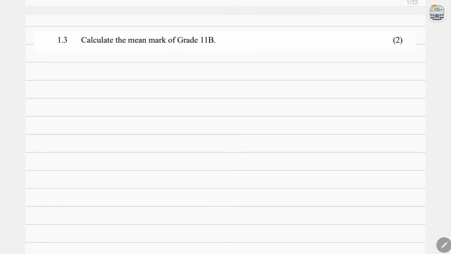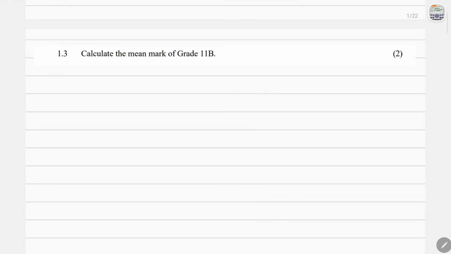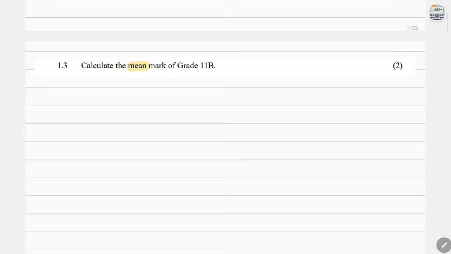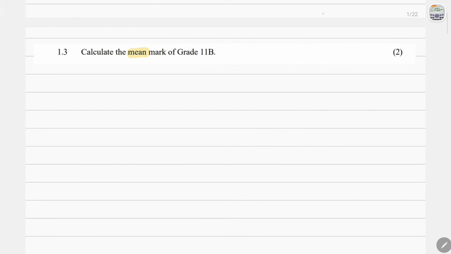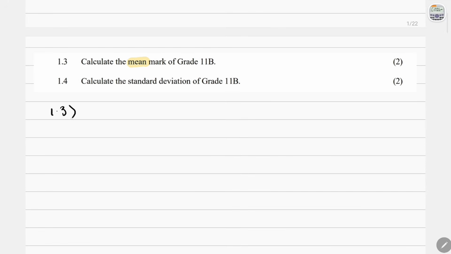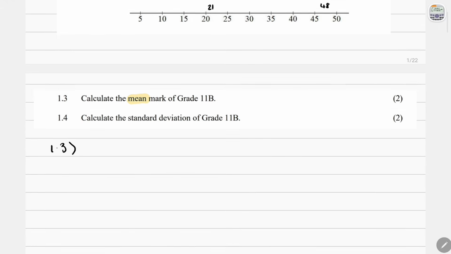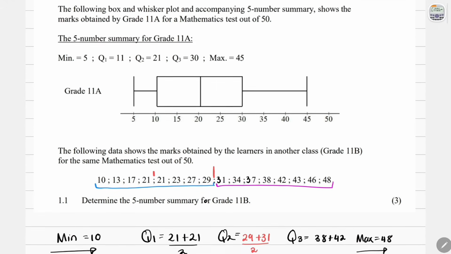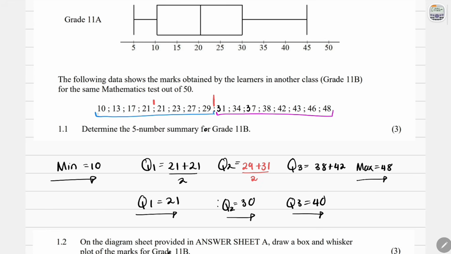Question 1.3 says, calculate the mean mark of grade 11B. So whenever they ask you for the mean, just check if they ask for the standard deviation. So let's see that second question. Okay, so they do ask for the standard deviation. So with 1.3, we're going to find the mean, but we'll use the calculator. For grade 11B, we have the info here, and let's put this into our calculator.